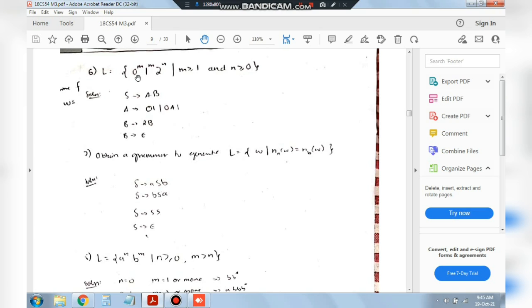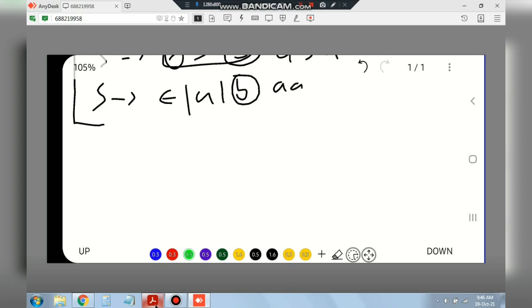Firstly, divide this into two parts, A and B. A represents 0 power m and 1 power m, and B represents 2 power n. Let's discuss 0 power m and 1 power m. What is the least string? If m is 1, it will be 01, right? So for A, I've written here 01. If you want to expand this one, it's the same as A power n and B power n, right? What was the string when it was A power n and B power n?